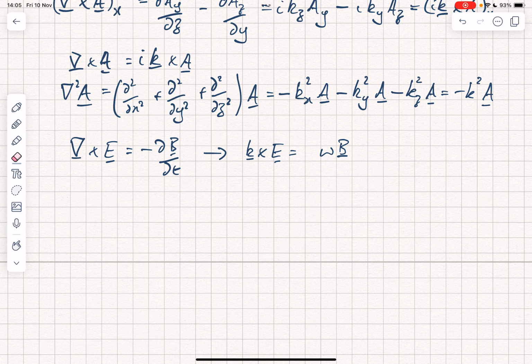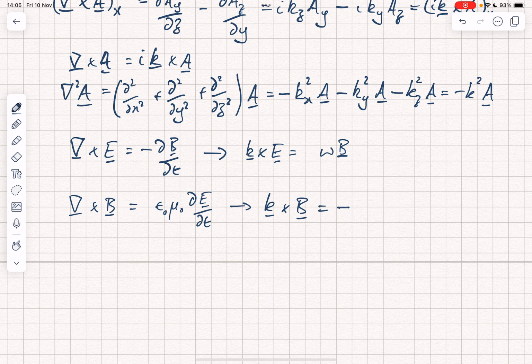You can, of course, also take the Ampere-Maxwell law, which would in this case be curl of B is equal to epsilon naught mu naught dE by dt. That then transforms into k cross B is equal to minus epsilon naught mu naught omega E. I've removed the i's as we've gone along. Notice that the reason we have a minus sign is different between those two cases is because of the minus sign in the original Maxwell equation.